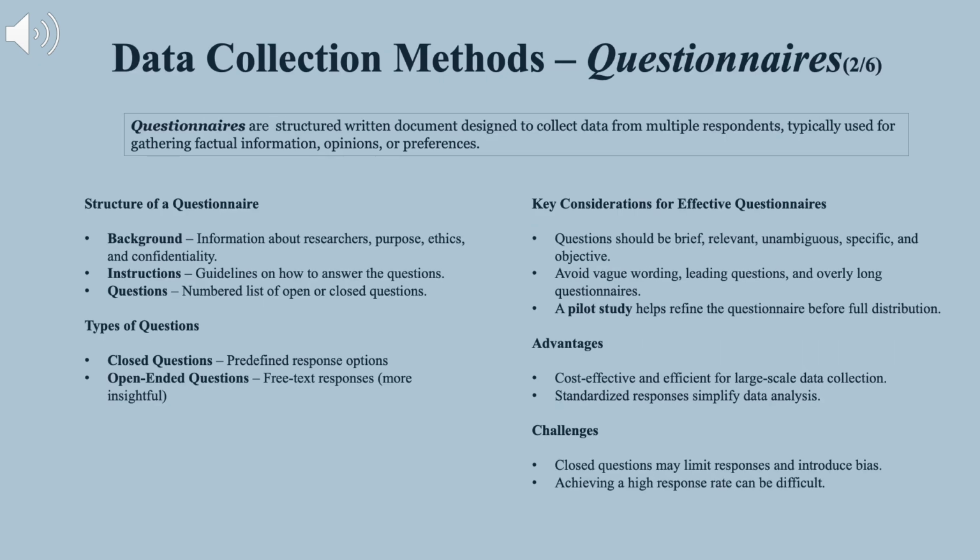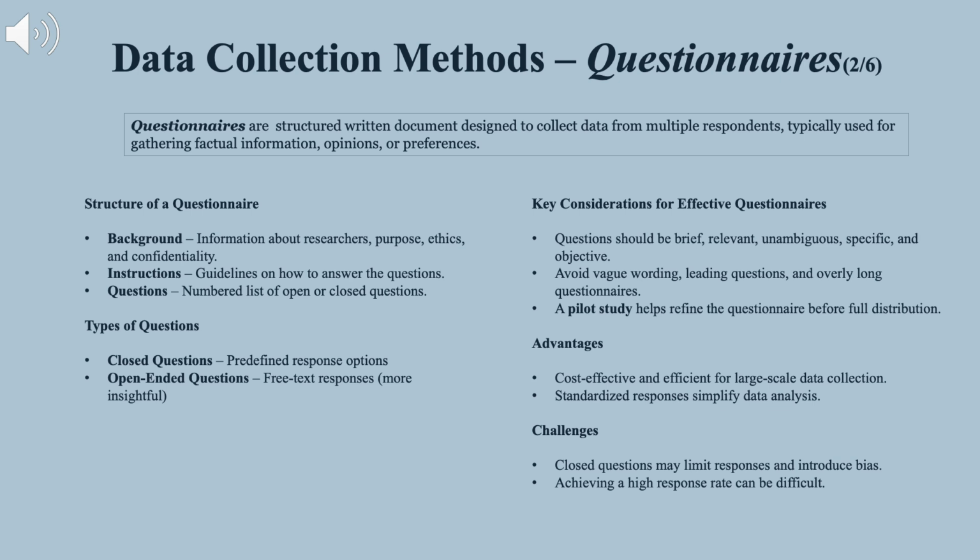A questionnaire is a written document containing a list of questions designed to collect data from multiple respondents. It is commonly used for gathering straightforward and unambiguous information, such as demographic details, opinions, or consumer preferences. Because questionnaires are inexpensive to distribute, they are particularly useful for reaching a large number of people. A typical questionnaire consists of three main parts.